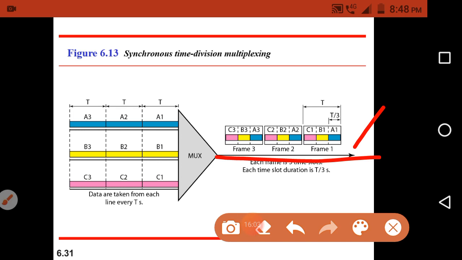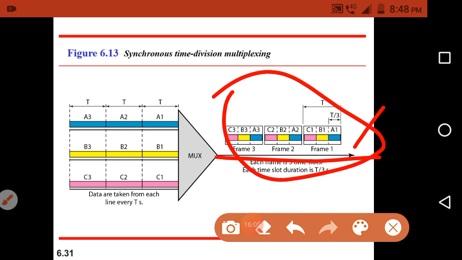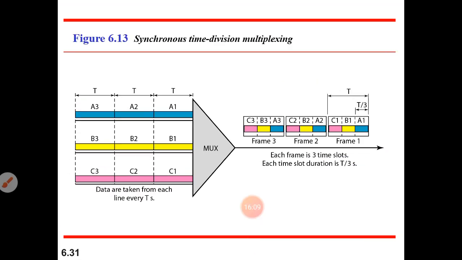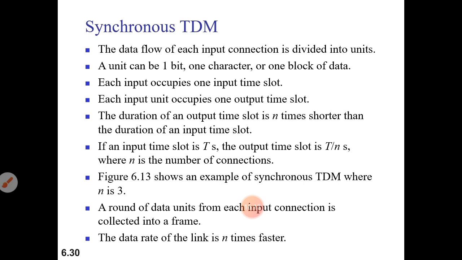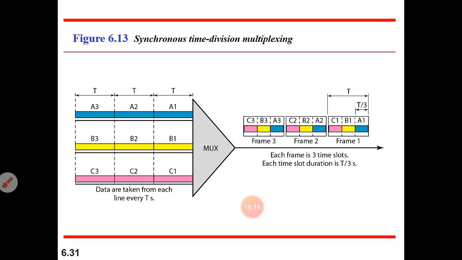So this means the data rate of this particular link is higher than the input link. As given here, the data rate of the link is n times faster. This is synchronous time division multiplexing. So what is the overall meaning of synchronous time division multiplexing?